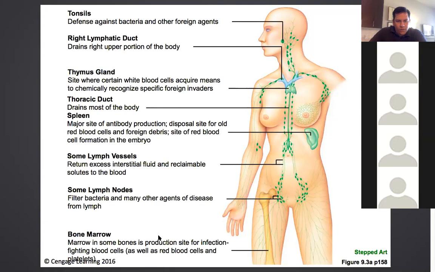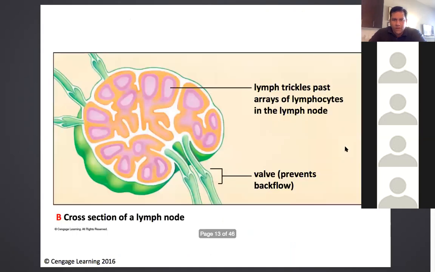So, finally, the bone marrow is, in some bones, a production site for infection-fighting blood cells as well as red blood cells and platelets. So, all these form the lymphatic system. Here is a lymph node. The lymph trickles past arrays of lymphocytes in the lymph node. This is a valve that prevents backflow. This is a cross section of a lymph node. In the lymph node, bacteria are destroyed.